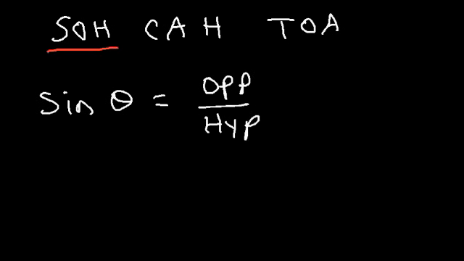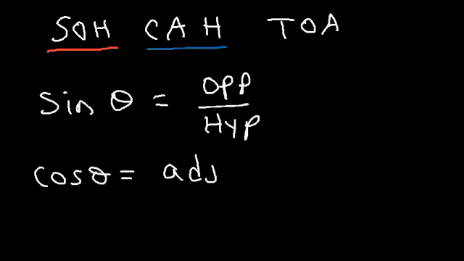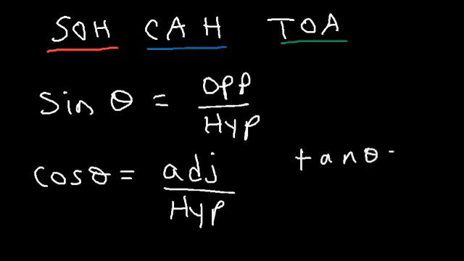Now let's focus on the co part of sohcahtoa. Cosine theta is equal to the ratio of the adjacent side and the hypotenuse. And the last one, toa, stands for tangent, which is equal to the opposite side divided by the adjacent side.